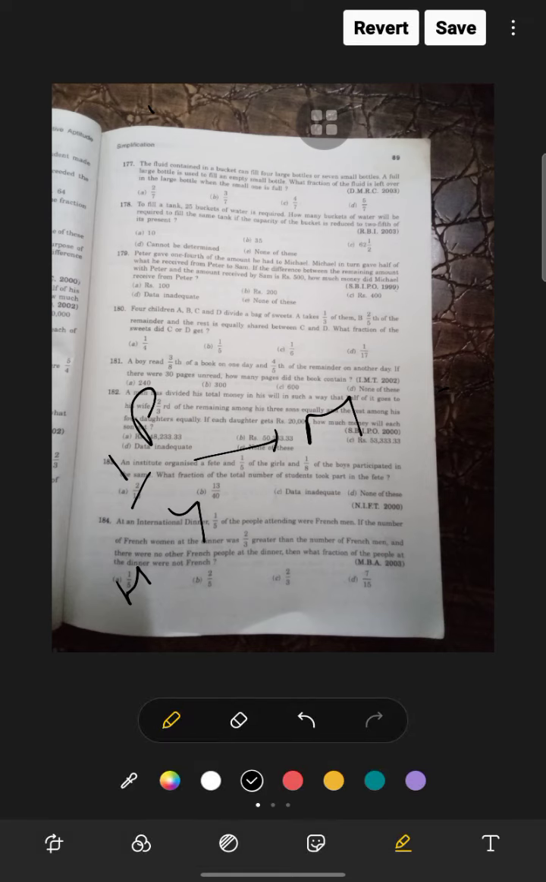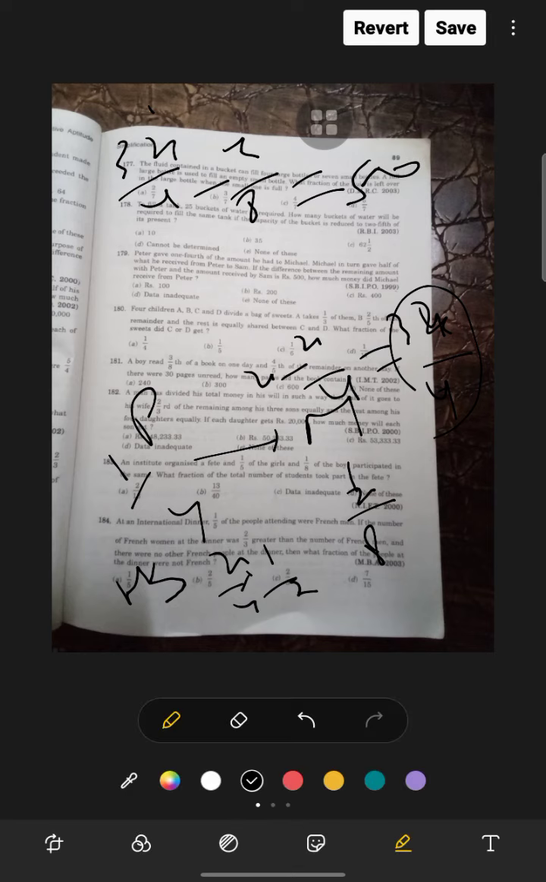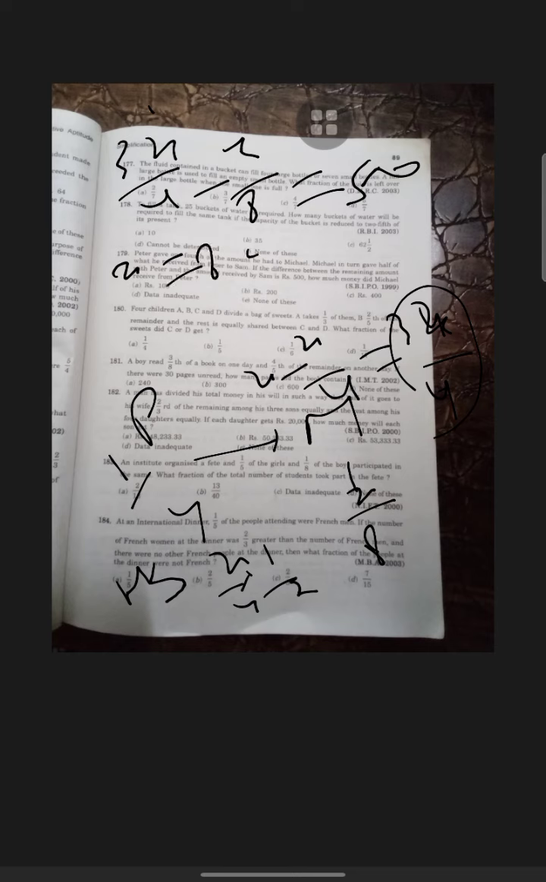So 1/4 of half. The amount remaining with Peter is x minus x by 4, which equals 3x by 4. Now 3x by 4 is remaining, and x by 4 into 1 by 2 is given to Sam, which is x by 8. So the total amount is what now? The difference between the remaining amount with Peter, 3x by 4, and x by 8 equals 500 rupees. So while solving, x will be 800.